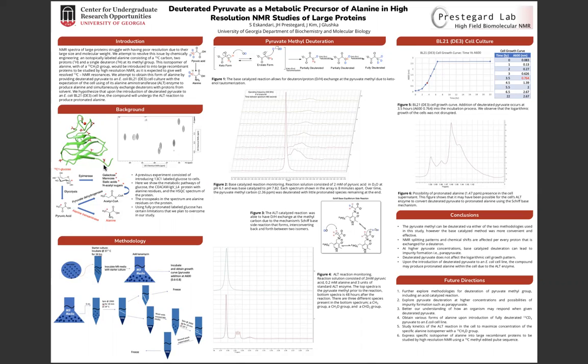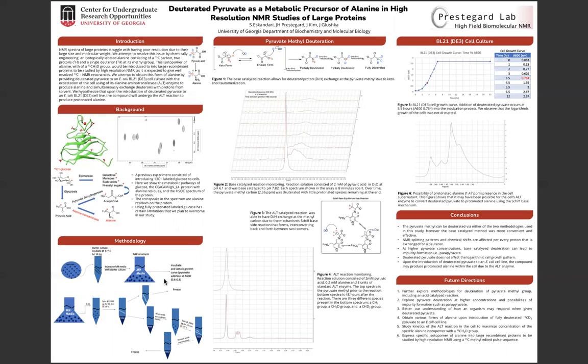So this right here is the protein, and you can see the alanine residues represented as red sticks, and this is an HSQC spectra of the protein, with the horizontal axis being the C13 chemical shifts and the vertical axis being the proton chemical shifts. And these are all cross peaks of the alanine residues.